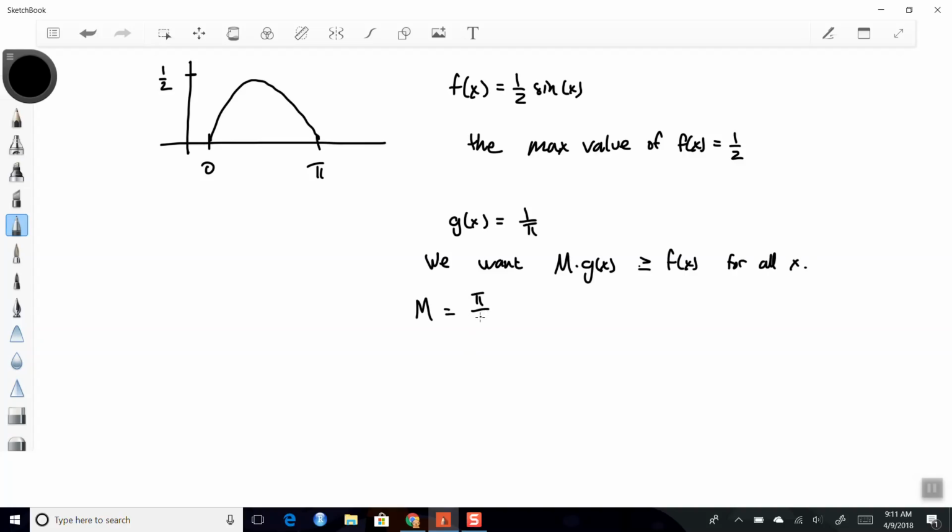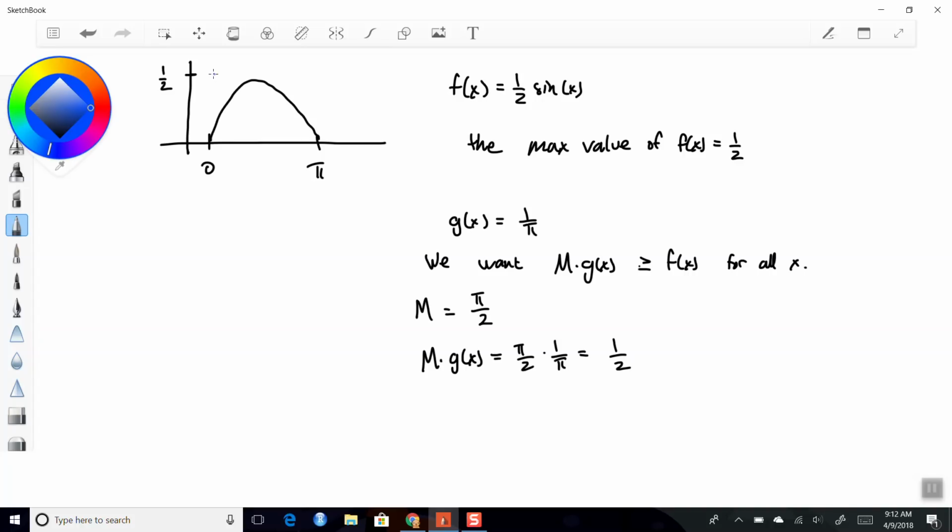M is going to be pi over 2. Is that okay? And so when I do that, m times g of x will be pi over 2 times 1 over pi. M times g of x is just going to be 1/2, and that will satisfy exactly what I need.